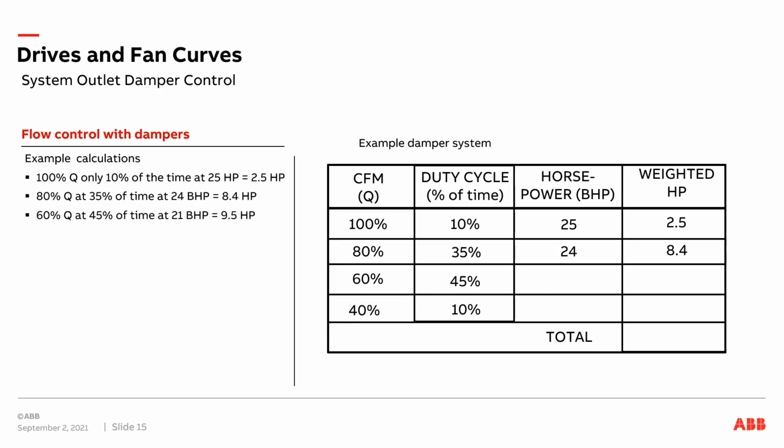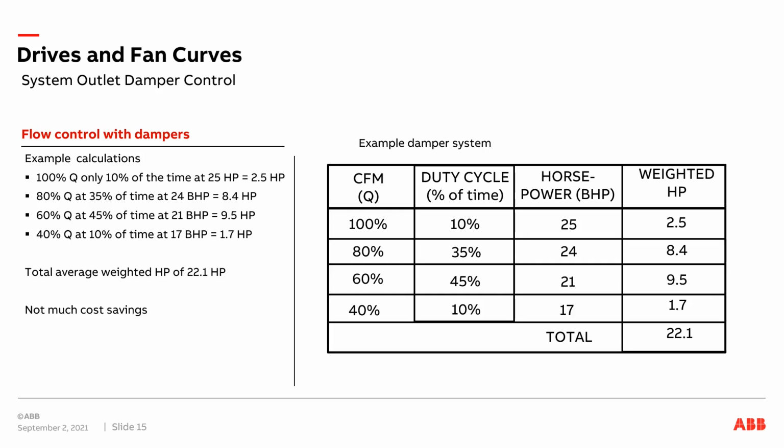So 60% flow, 45% of the time, this reduces our brake horsepower down to 21 horsepower. And calculating that out, our weighted horsepower comes out to 9.5. And at 40% flow, 10% of the time, our brake horsepower is reduced down to 17 horsepower, giving us a weighted horsepower of 1.7. This totals out to 22.1 horsepower as your average horsepower on your system.